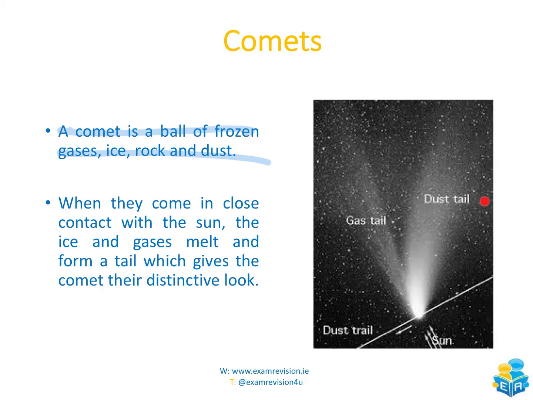So if we have a look at this diagram over here on the right hand side, we can tell that the comet here is moving towards the Sun because there's the brightest point there, and we can actually see that the tail is forming behind it. Okay, the ice and the gases are melting and that's what's forming the tail. Okay, so if that's ever asked, we can say that the comet is moving in this direction here.